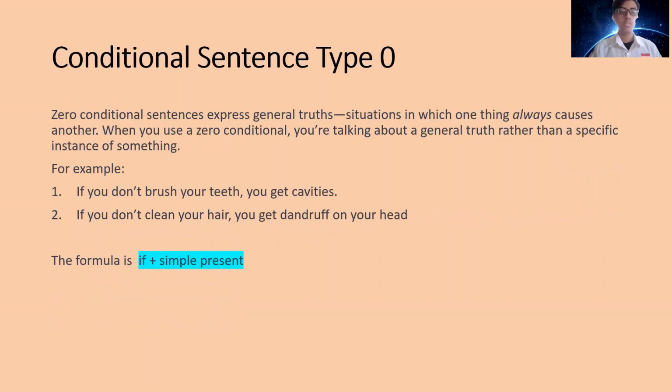Conditional sentence type 0. Zero conditional sentences express the general truth situation in which one thing always causes another. When you use a zero conditional, you're talking about the general truth rather than a specific instance. So this type is talking about the facts of the situation. For example, if you don't brush your teeth, you get cavities. It's true. And the second is if you don't clean your hair, you get dandruff on your head. And it's true too. So the formula is if plus simple present.